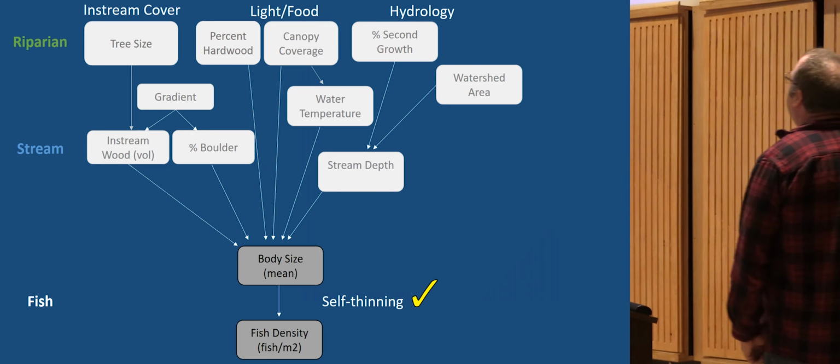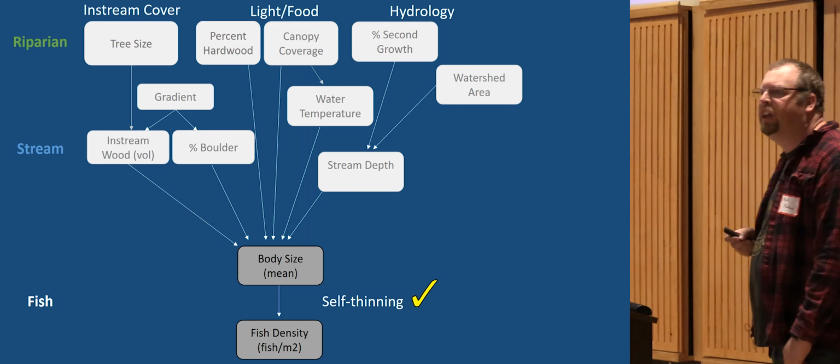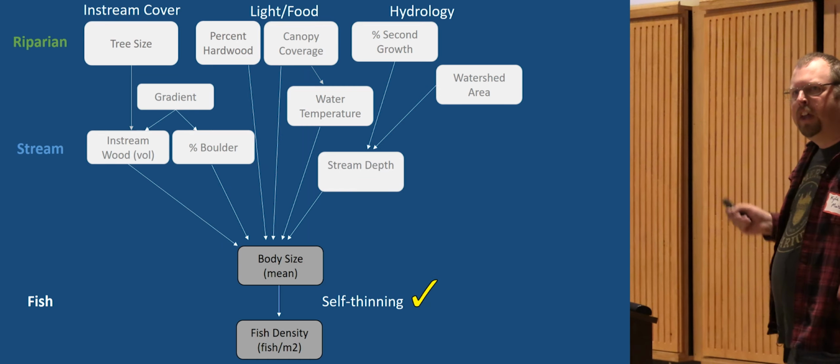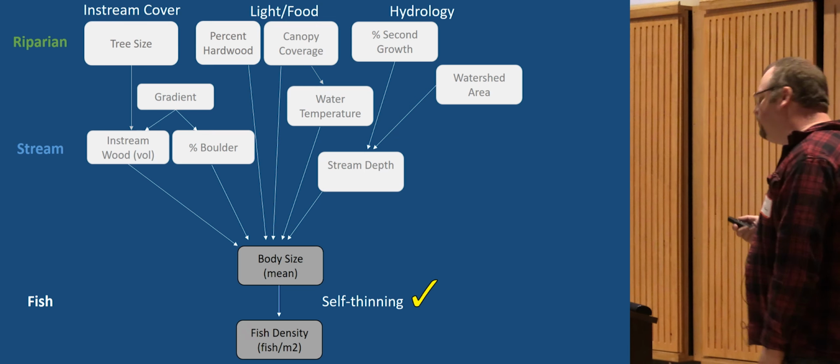So when we go back to our model, self-thinning seems to be an important aspect within our watersheds. So that's something we really need to watch in the future.